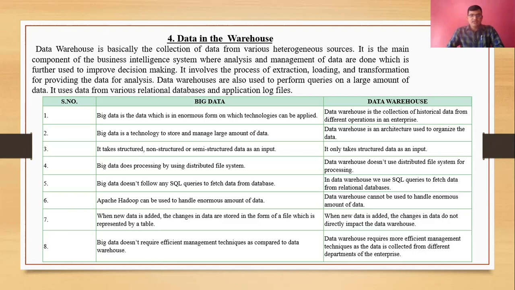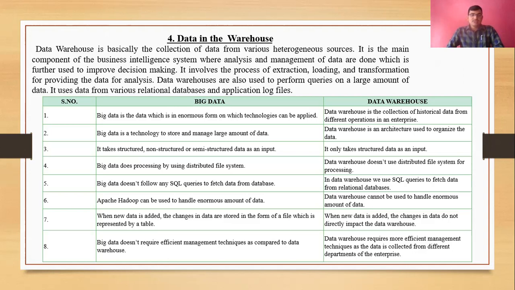In big data, processing is done by using distributed file systems, but a data warehouse does not use a distributed file system for processing. In big data, we do not follow any SQL queries to fetch data from databases. In data warehousing, we use SQL queries to fetch data from relational databases. Apache Hadoop can be used to handle an enormous amount of data. A data warehouse cannot be used to handle an enormous amount of data.